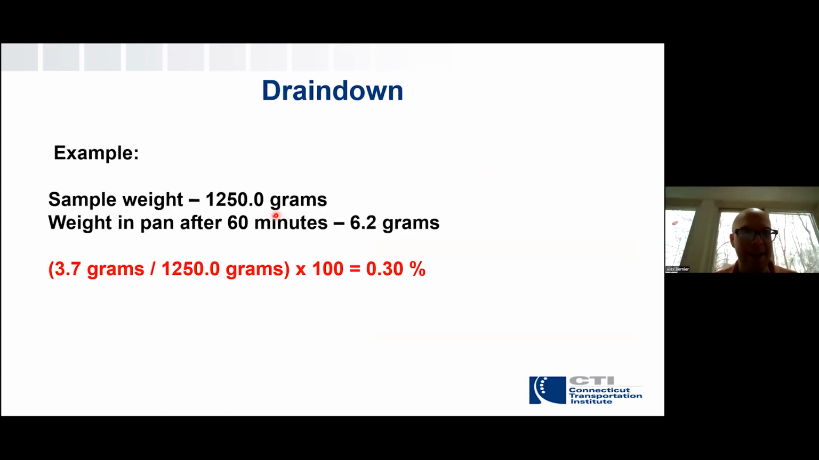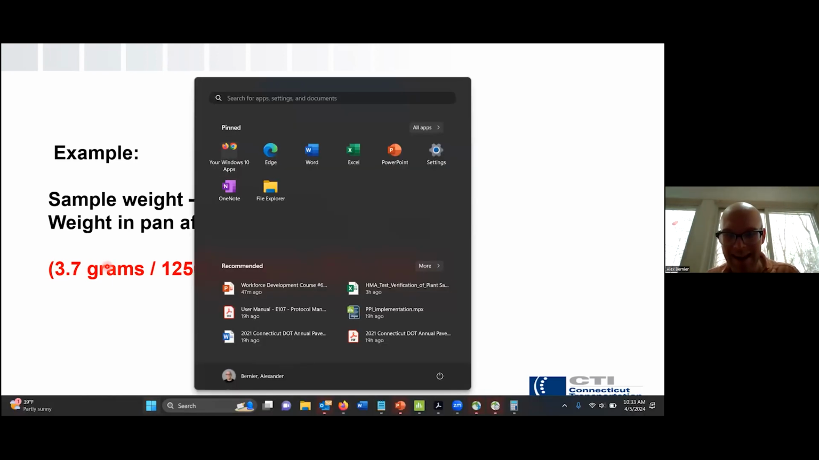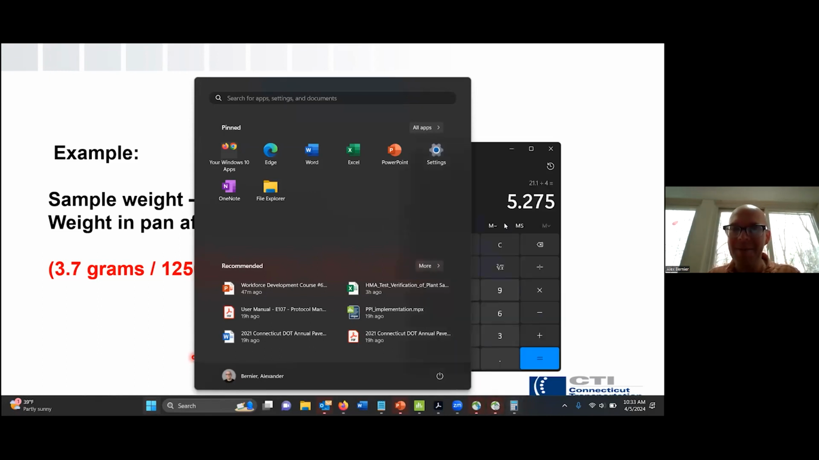type of percent. So in this case, we've got an initial sample of 1250.0 grams. And then after 60 minutes, we have 6.2 grams left behind. Oh, and then here is a typo. That should say 6.2 grams. I apologize. I did not correct that. That was on me this morning. Too many things going on.